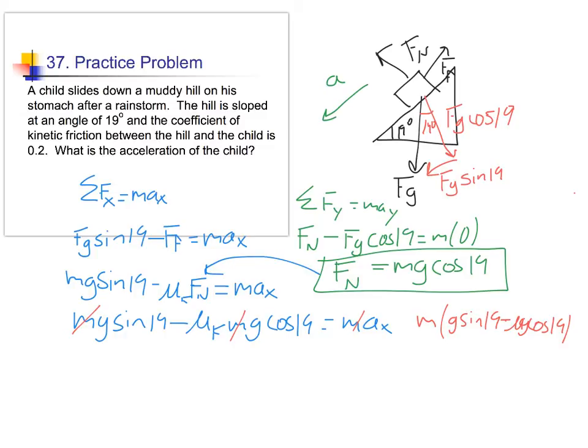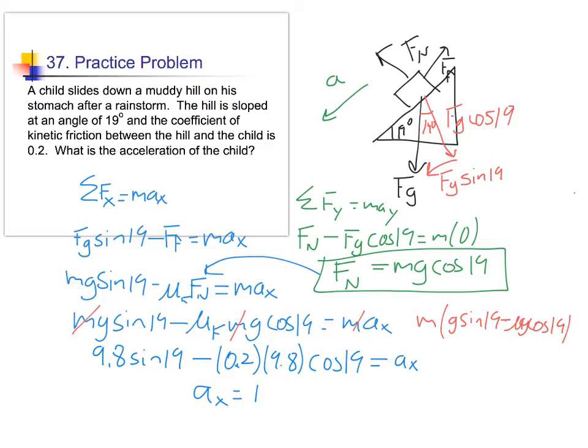Now that I have this, I have everything I need, and I can go ahead and solve for my acceleration. So what I'm going to have here is 9.8 sine of 19 minus 0.2 times 9.8 times cosine of 19 equals ax. And so I find that my x acceleration here is 1.34 meters per second squared.